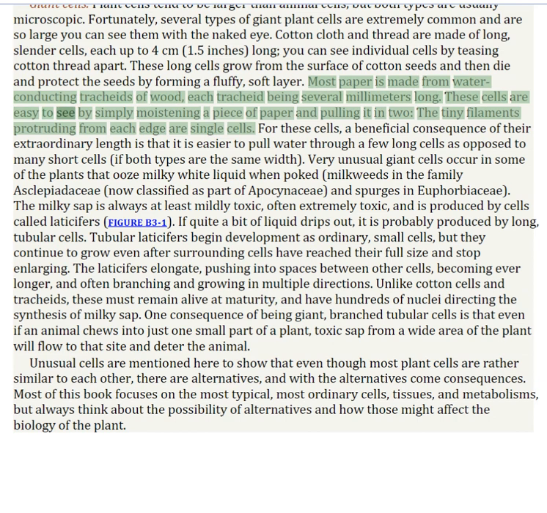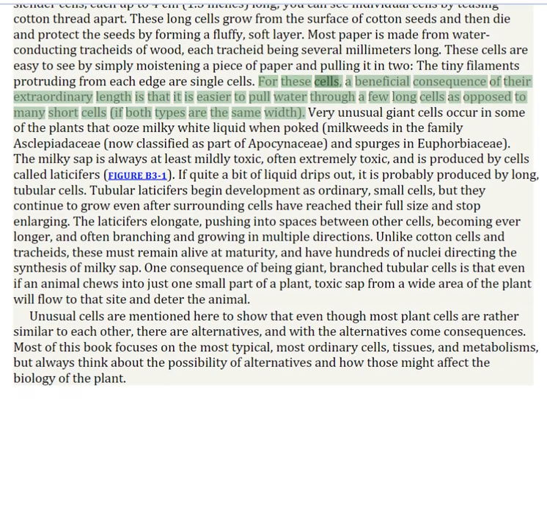Most paper is made from water-conducting tracheids of wood, each tracheid being several millimeters long. These cells are easy to see by simply moistening a piece of paper and pulling it in two. The tiny filaments protruding from each edge are single cells. For these cells, a beneficial consequence of their extraordinary length is that it is easier to pull water through a few long cells as opposed to many short cells.